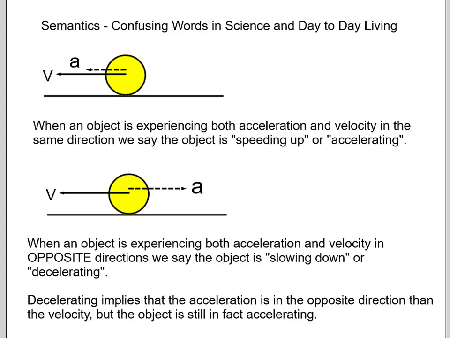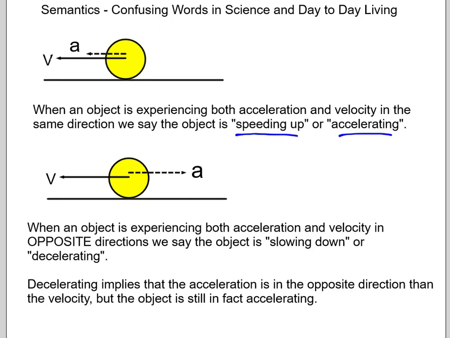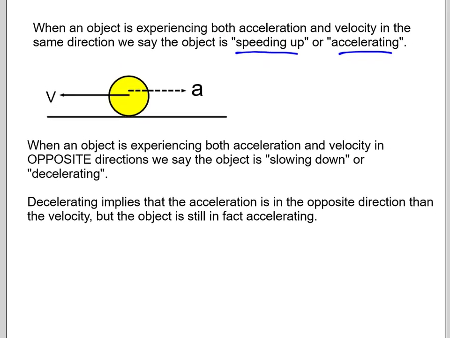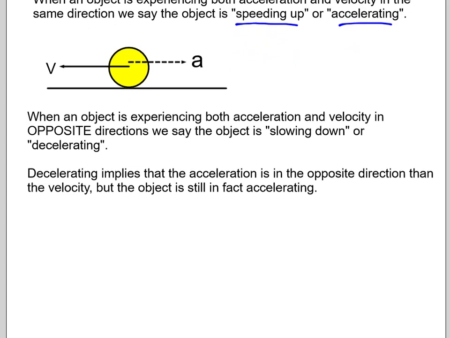Confusing words in science and day-to-day living. When an object is experiencing both acceleration and velocity in the same direction, we say the object is speeding up or accelerating, and we're generally pretty happy with that. When an object is experiencing acceleration in the opposite direction of its velocity, this is the case for slowing down, or what we sometimes say is decelerating. Decelerating implies that the acceleration is in the opposite direction than the velocity. That's an important distinction to know, but the object is still in fact accelerating.